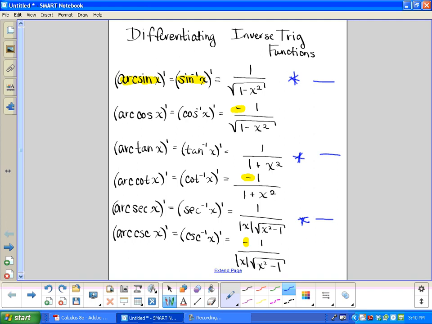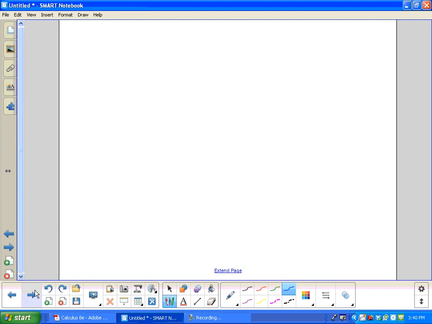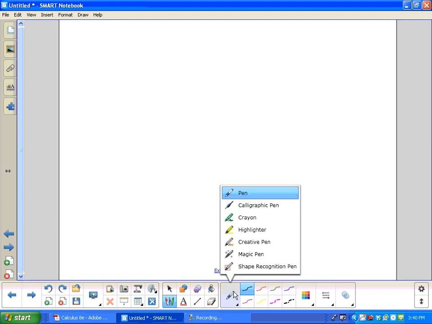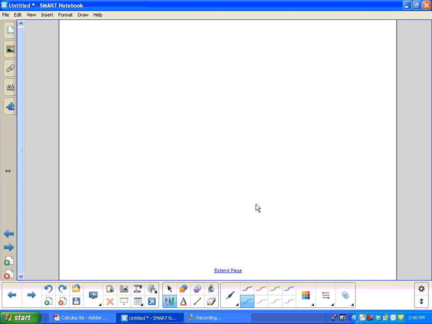All right, so let's take a look at why the derivative of sine inverse is 1 over the square root of 1 minus x squared. So here's our proof. This is going to be fun. I love to prove things. So we want to show that the derivative of sine inverse of x is equal to 1 over the square root of 1 minus x squared.